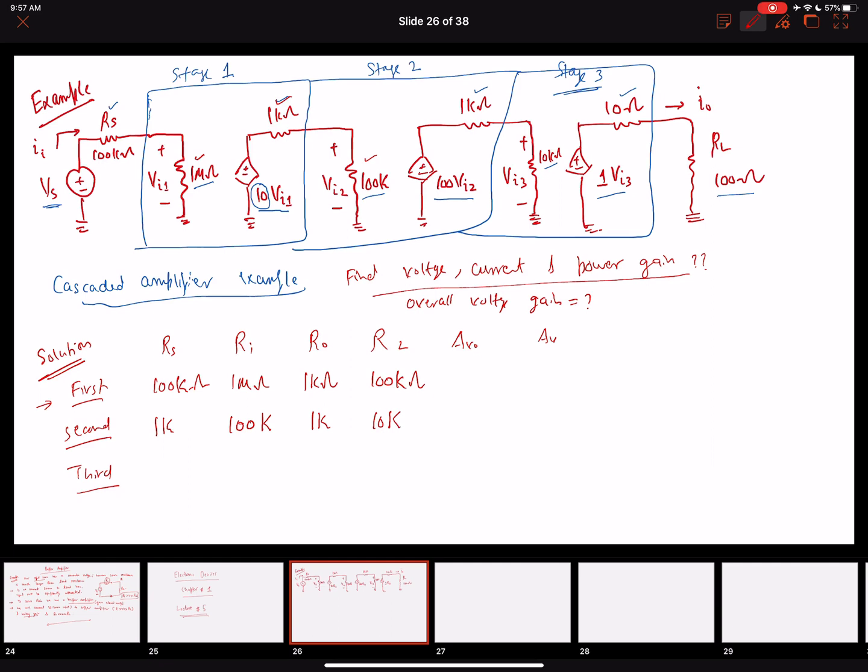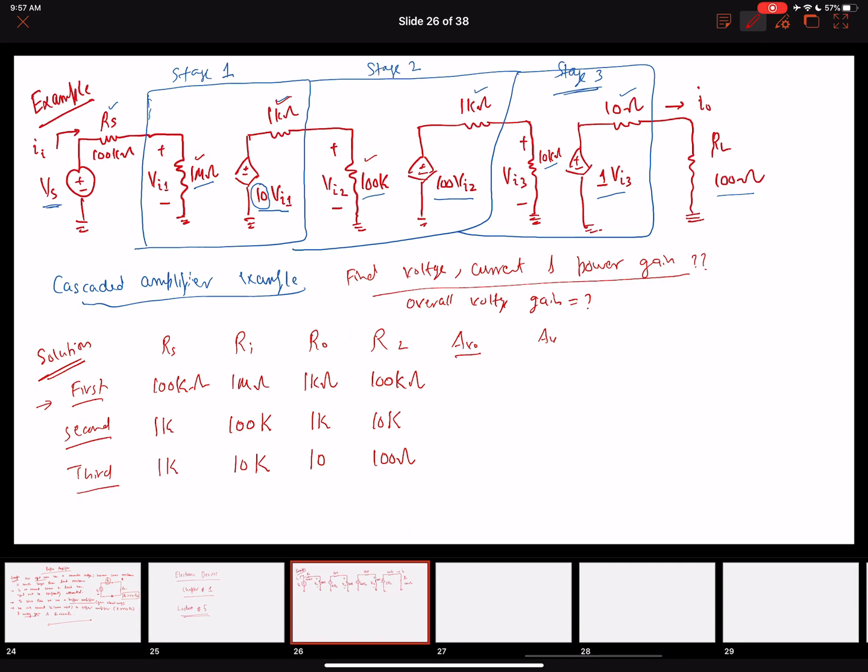For the third stage, our source is 1 kilo, input is 10 kilo, output is 10 ohms, and finally the load resistance is 100 ohms. Just assume the ohm symbol on all of these values as well. Now let's find out the values.